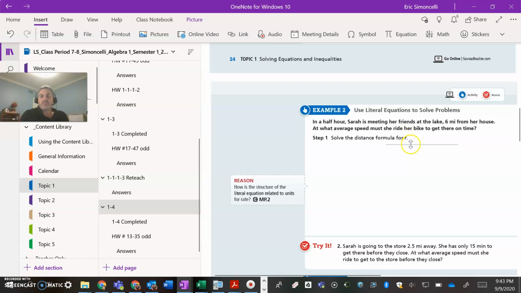So let's start off. Step 1, solve the distance formula for r. Now, if you don't recall, or frankly, if you've never seen this before, I do need you to note very specifically that d, distance, equals r, rate, times time, t. And it notes that obviously off to the side there.